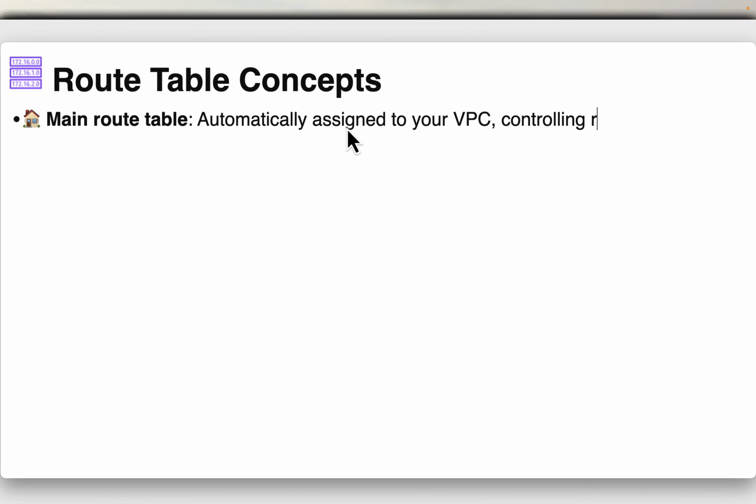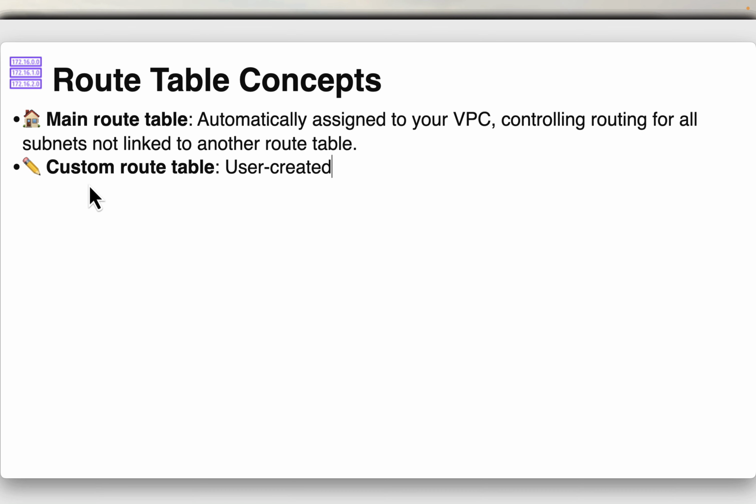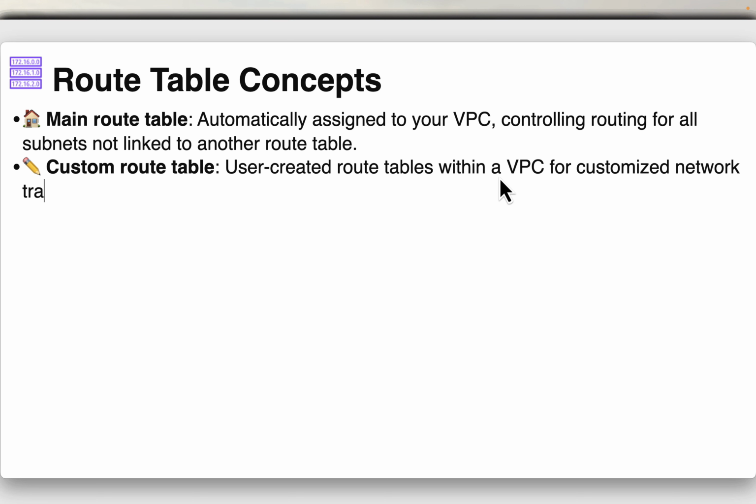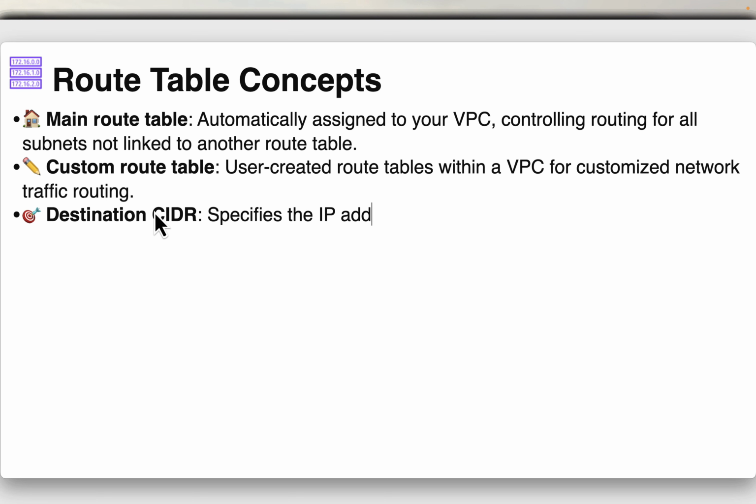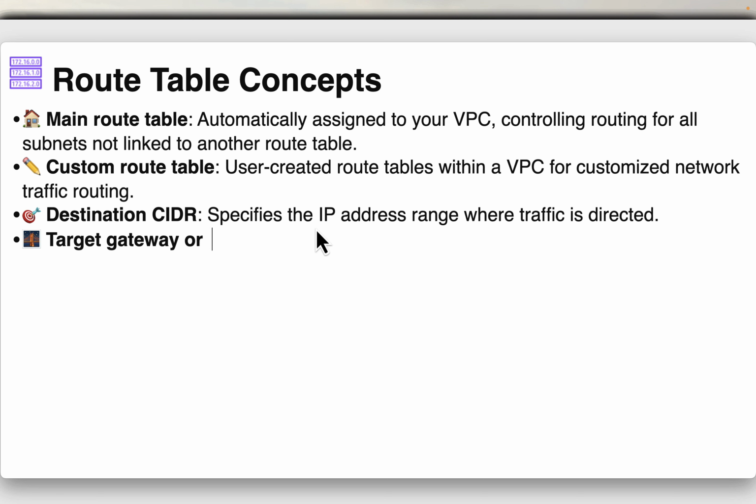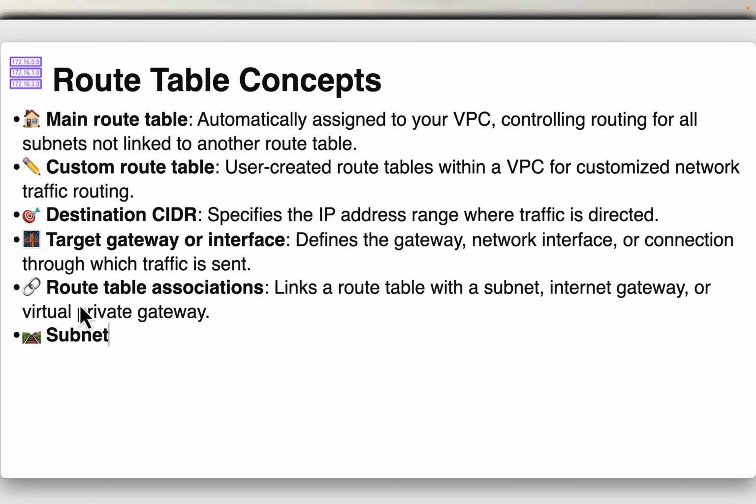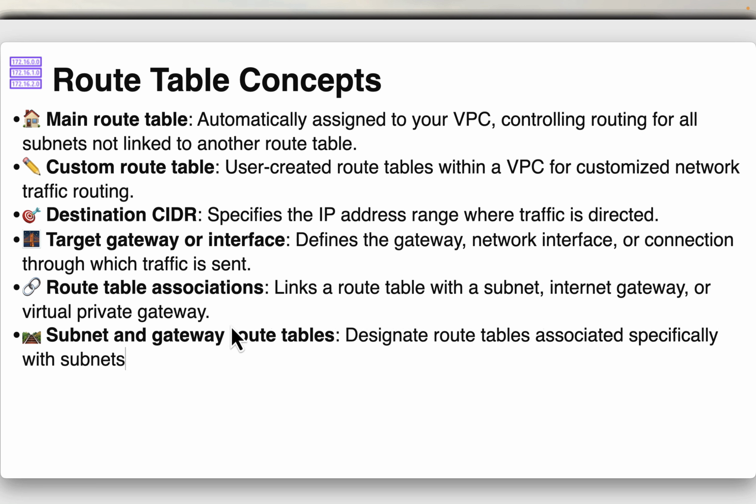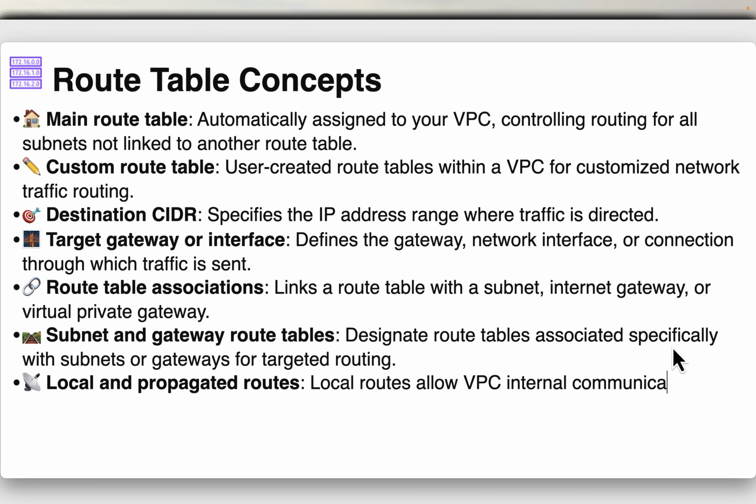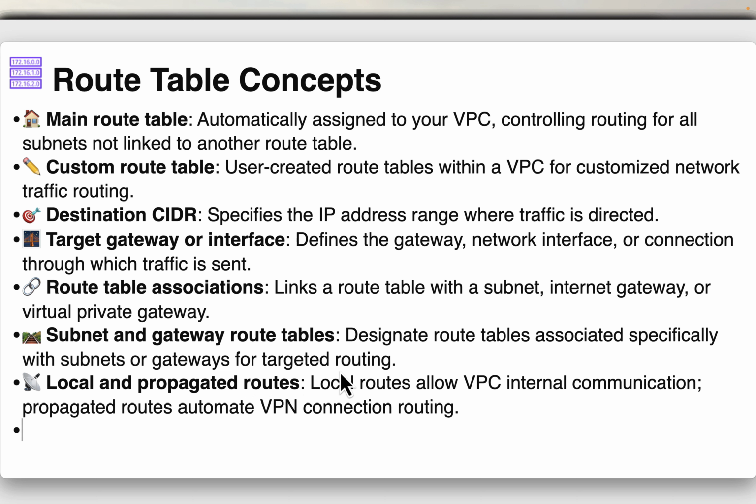Main route table: automatically assigned to your VPC, controlling routing for all subnets not linked to another route table. Custom route table: user-created route tables within a VPC for customized network traffic routing. Destination CIDR specifies the IP address range where traffic is directed. Target gateway or interfaces defines the gateway, network interface, or connection through which traffic is sent. Route table association links a route table with a subnet, internet gateway, or virtual private gateway. Subnet and gateway route tables designate route tables associated specifically with subnets or gateways for targeted routing.